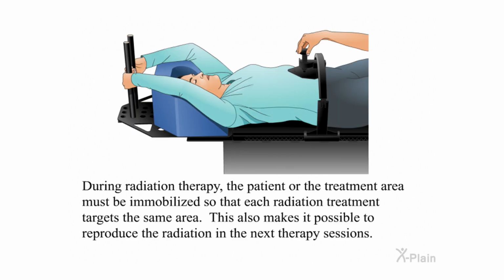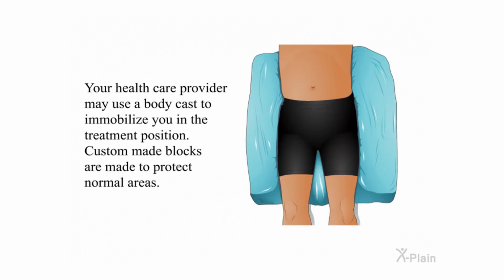During radiation therapy, the patient or the treatment area must be immobilized so that each radiation treatment targets the same area. This also makes it possible to reproduce the radiation in the next therapy sessions. Your healthcare provider may use a body cast to immobilize you in the treatment position. Custom-made blocks are made to protect normal areas.